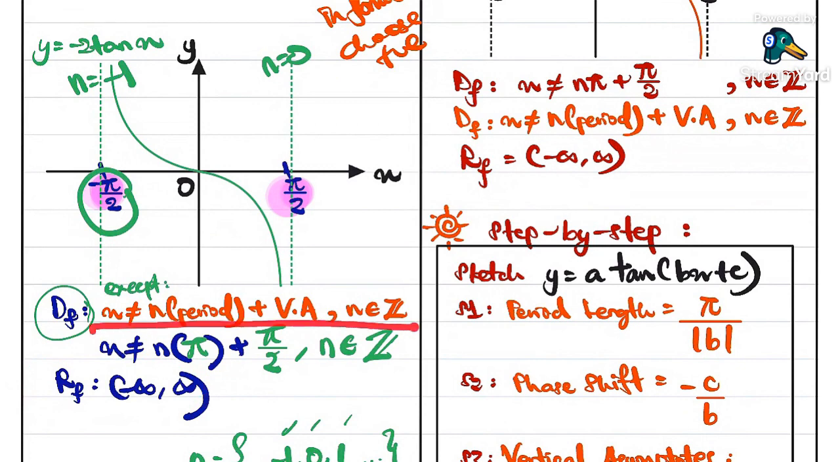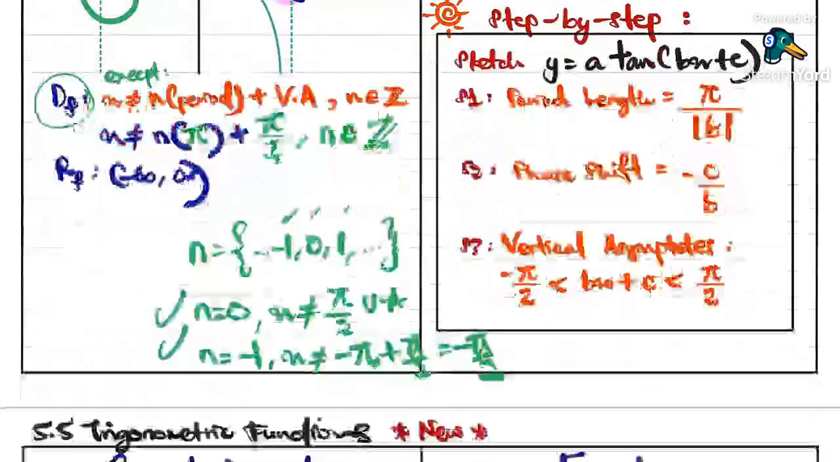Cumanya domain sahajalah yang agak critical. Cara domain ni you kena tulis hati-hati sikit lah untuk tangent. So that is the answer. Let's move to the next example.